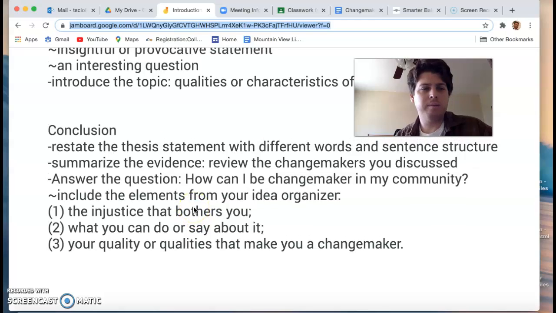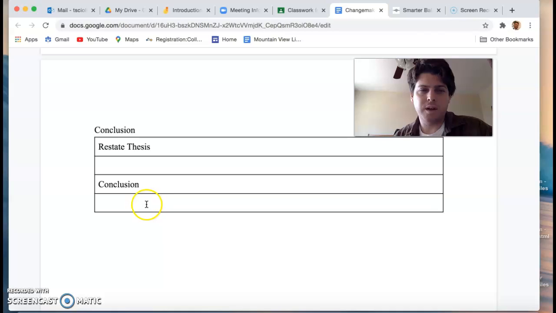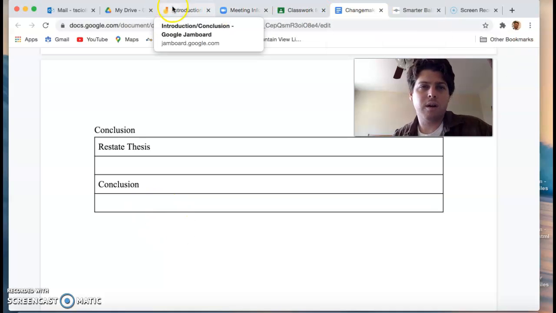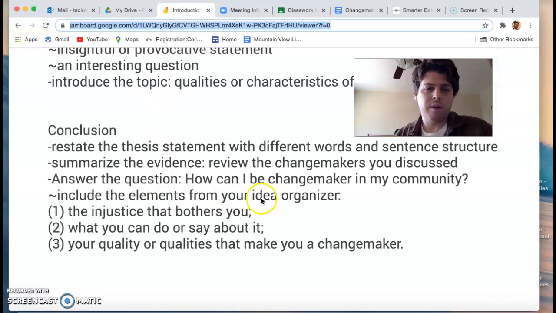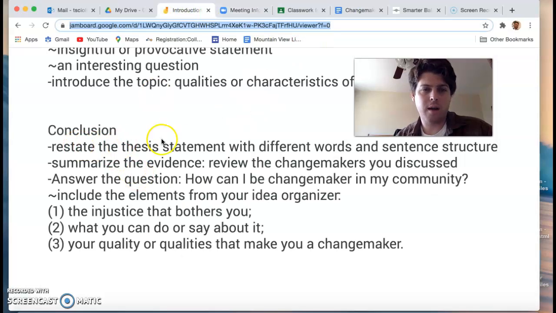Conclusion. The conclusion is the last paragraph in your essay, and it should start by restating the thesis statement. You should see that in your outline. It says restate thesis statement and then conclusion. For your particular essay this time around, I am asking you to do something specific in that conclusion box. So this Jamboard is really important in that respect.